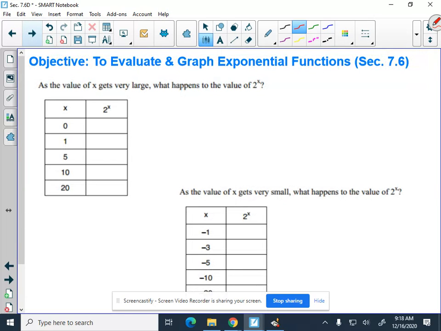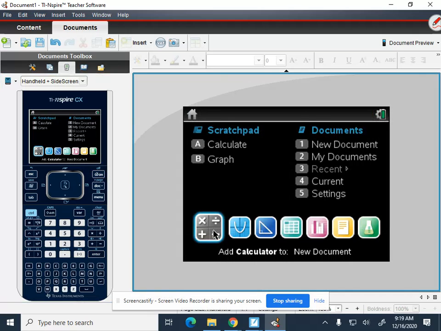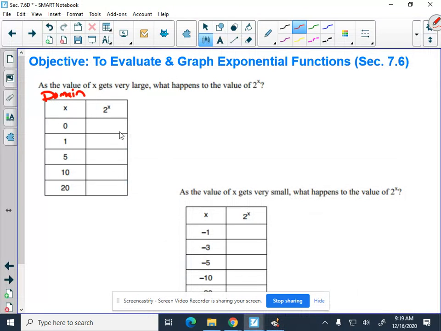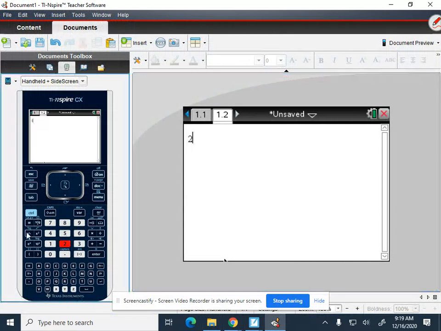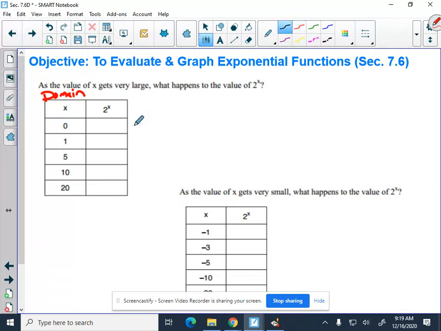Okay, so here, if we said what's the domain, the values we're putting in, we're going to put in 0, 1, 5, 10, and 20, and we want to see what we get out each time. So take your calculators right now, and on your calculator screen, you're going to type these in. You're going to go 2, and raise it to the 0 power. Anything to the 0 power is 1. Okay? So we're going to fill that in here.